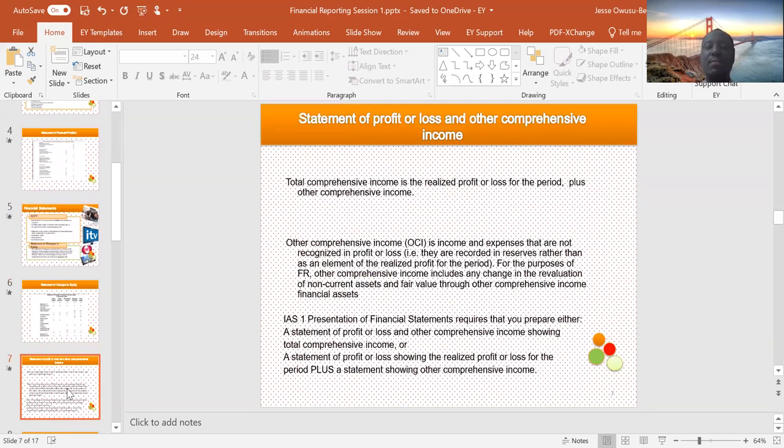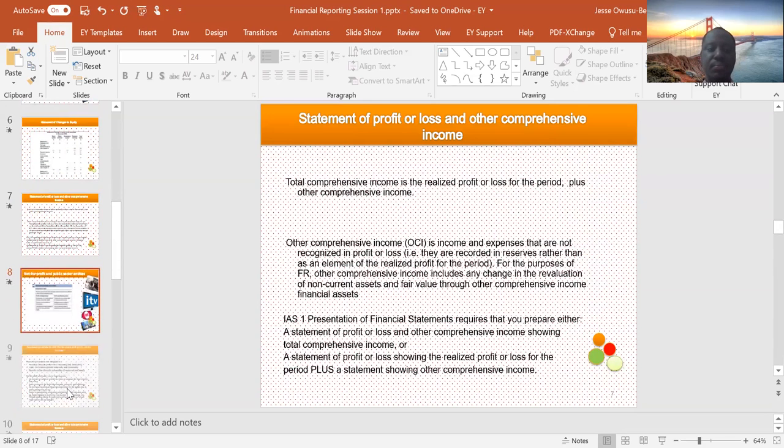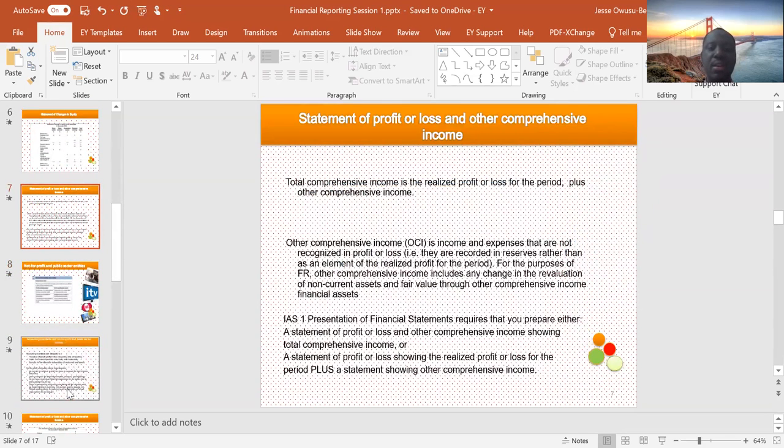Now let's look at the statement of profit or loss and other comprehensive income. So total comprehensive income is the realized profit or loss for the period, plus other comprehensive income, right? So other comprehensive income is income and expenses that are not recognized in profit or loss, but they are rather recorded in reserves. So they are not recorded in or recognized in profit or loss. That's why they are called other comprehensive income.